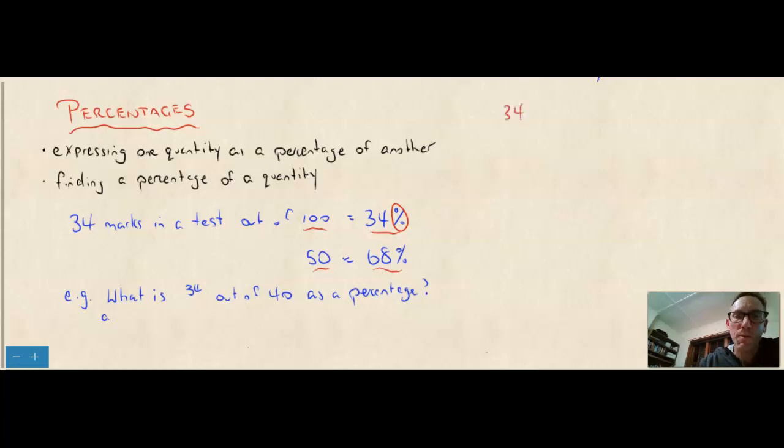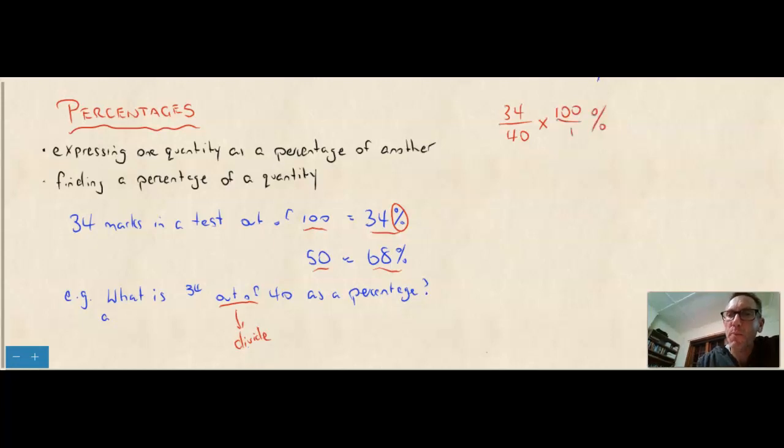34 out of 40, what does that mean? Well, out of means divide, doesn't it? Or over. Right, 34 out of, 34 over 40. So 34 over 40, that's the fraction that we want to convert into a percentage. So essentially this is a fraction into a percentage question. So 34 over 40, I want to turn it into a percentage. How do I do that? I multiply by 100 over 1%.